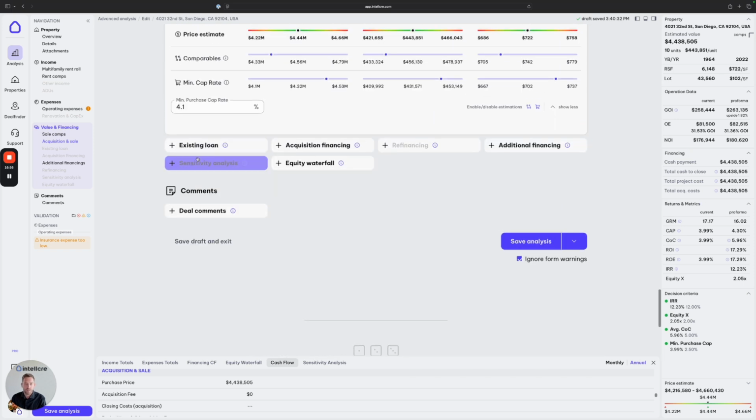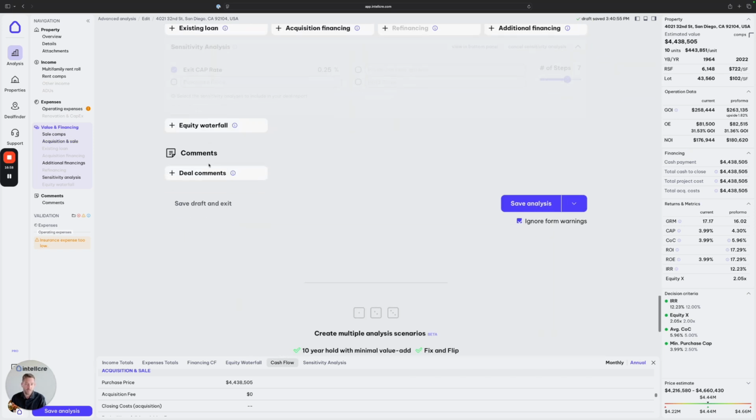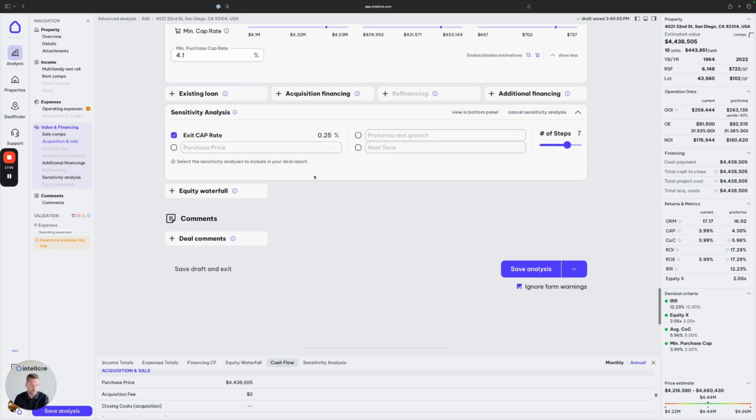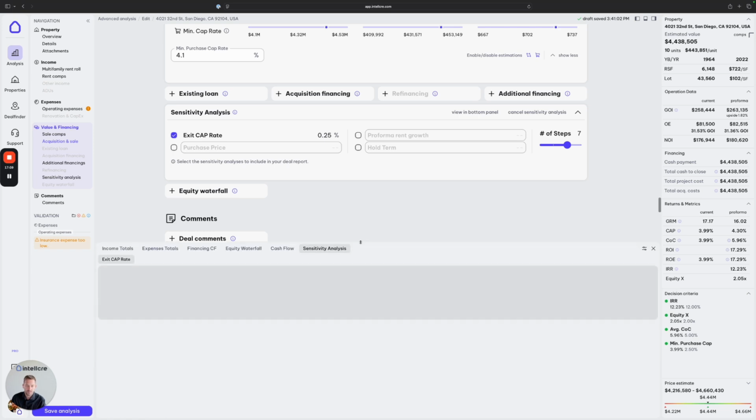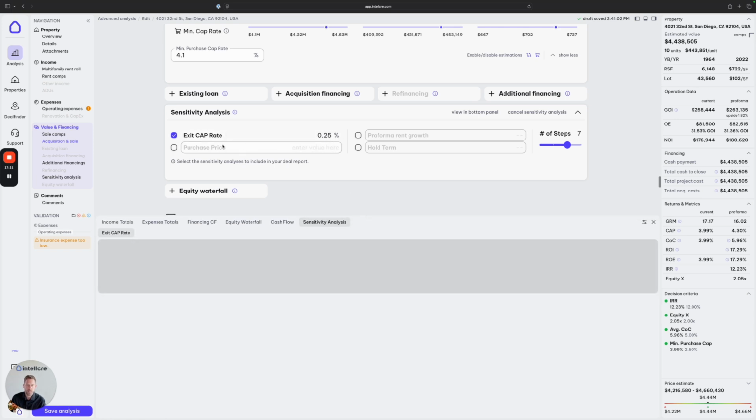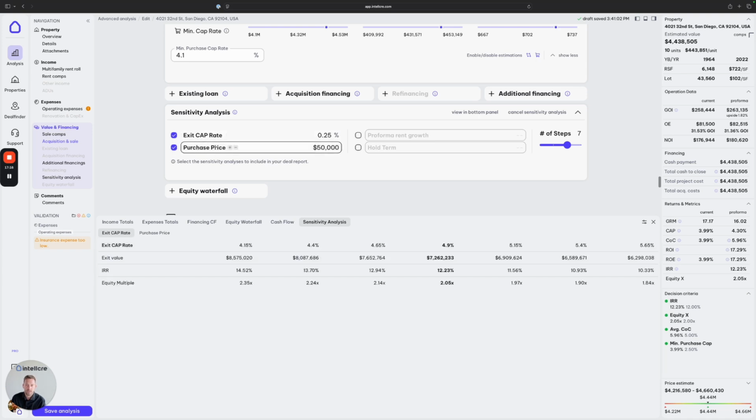And now sensitivity analysis, which should be part of our value and financing section. You will find the results of the sensitivity analysis down here in the bottom panel. So let's say we do sensitivity analysis with respect to exit cap rate and the purchase price. What this means is that we're making some very important assumptions in the underwriting.